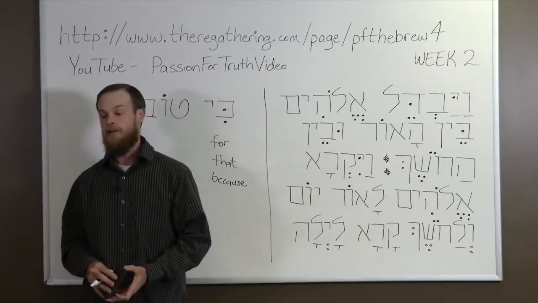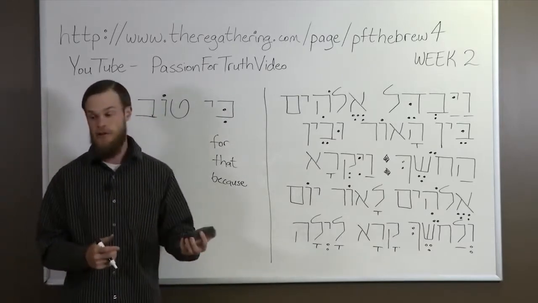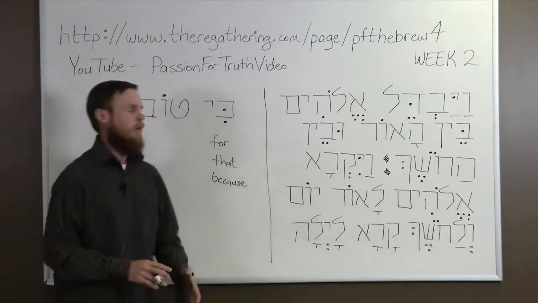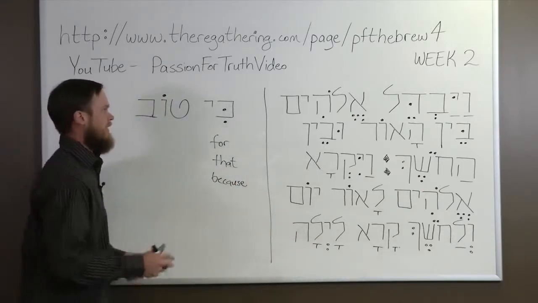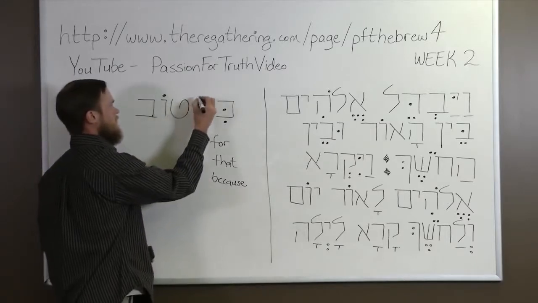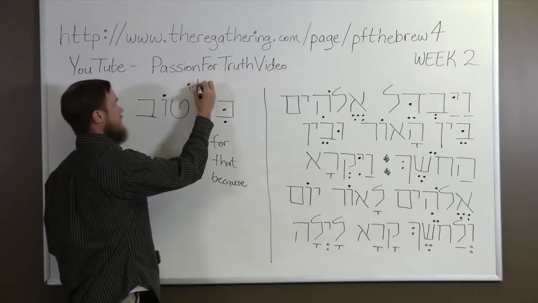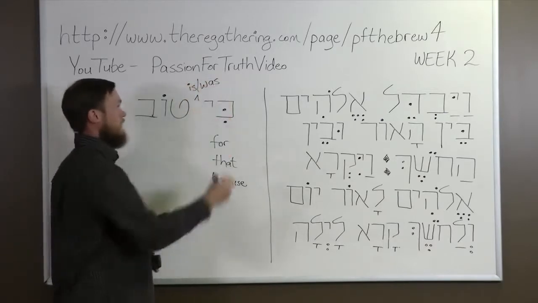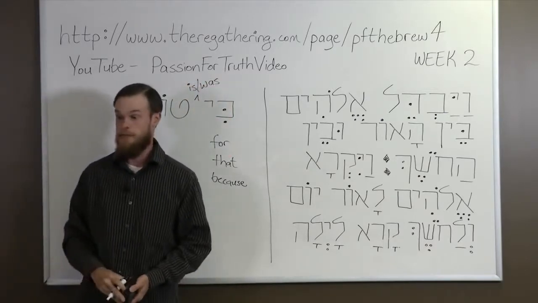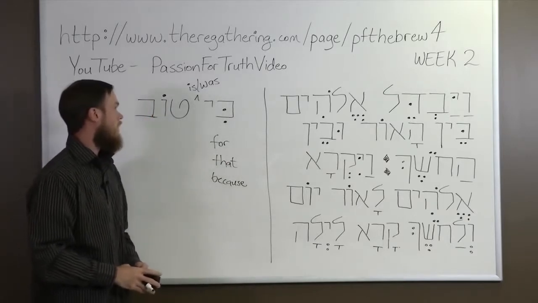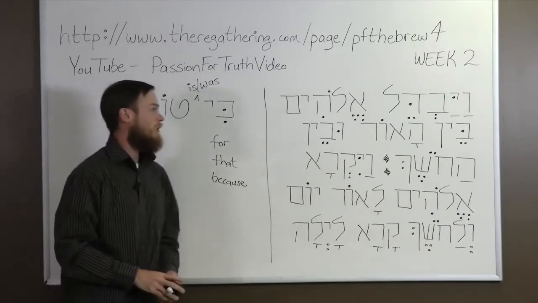So Vayar Elohim et ha'or, so God saw the light, ki tov. Now, what we do know is that we've got an invisible is, which becomes an invisible was, because we've been speaking in the past tense this whole time. And we know that tov applies to or.